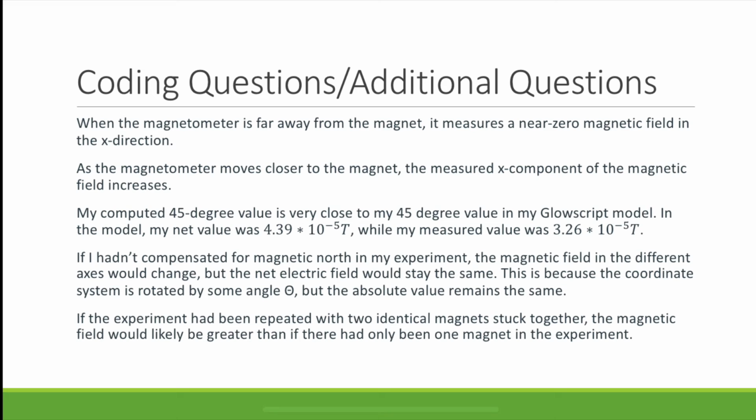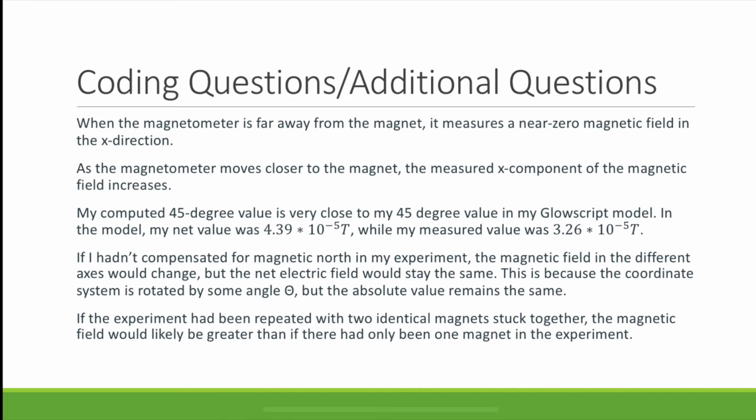Some questions. When the magnetometer is far away from the magnet, it measures a near zero magnetic field in the x direction, and as the magnetometer moves closer to the magnet, the measured x component of the magnetic field increases. My computed 45-degree value is very close to my value from my GlowScript model. In the model, my value was 4.39 times 10 to the negative fifth, while based on my trials, my measured value was 3.26 times 10 to the negative fifth. This is very close, however, there was some error present, which I already went over earlier.